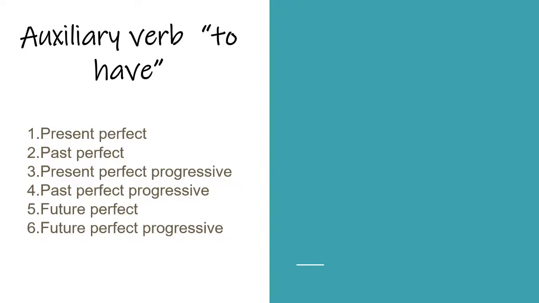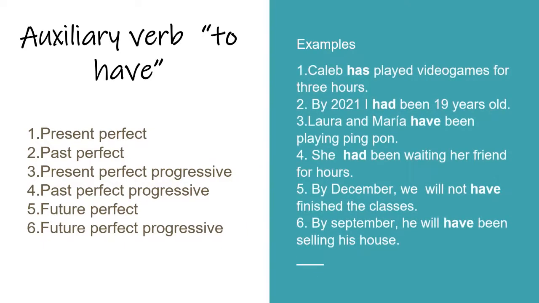Caleb has played video games for 3 hours. By 2021, I have been 19 years old. Laura and Maria have been playing ping-pong. She had been waiting her friend for hours. By December, we will not have finished the classes. By September, he will have been selling his house.